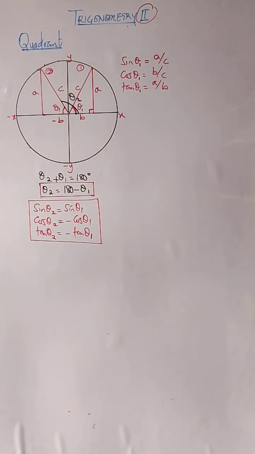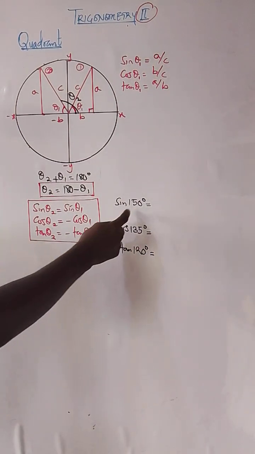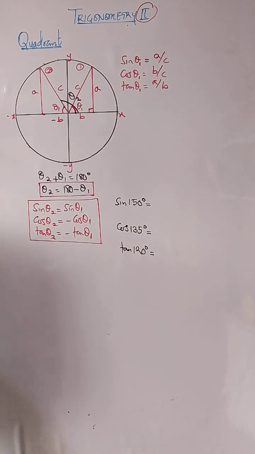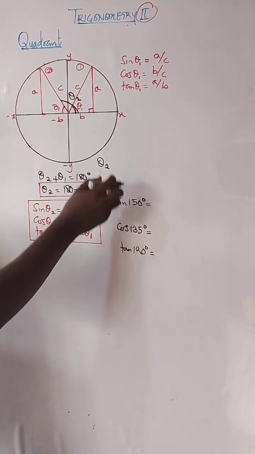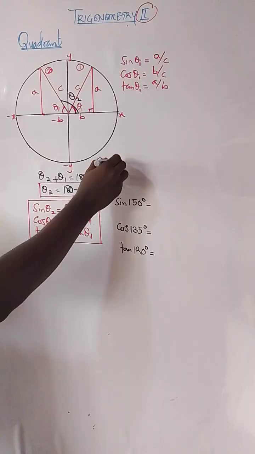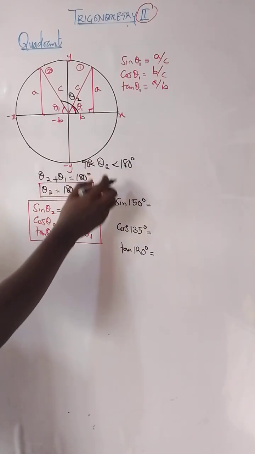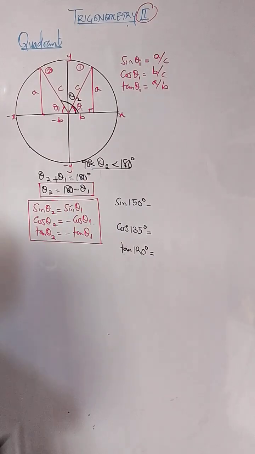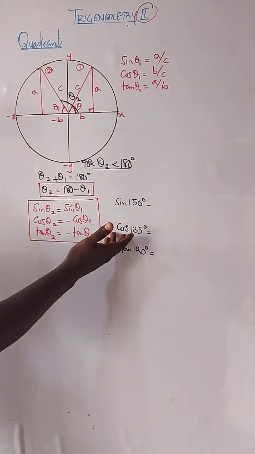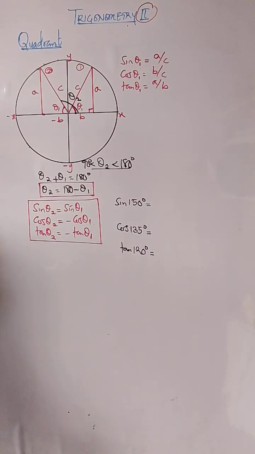This might look confusing, but for you to understand it better, let's take an example. Note this: all these three angles are in the second quadrant. Note, theta 2 in the second quadrant is not up to 180, but more than 90 degrees. So an angle in the second quadrant falls between 90 and 180. So here we are told to look for sine 150, cos 135, tan 120.